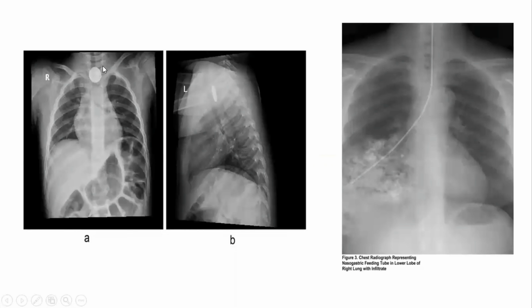This is a foreign body in X-ray. This is a chest radiograph showing a nasogastric feeding tube in the lower lobe of the right lung with infiltration.